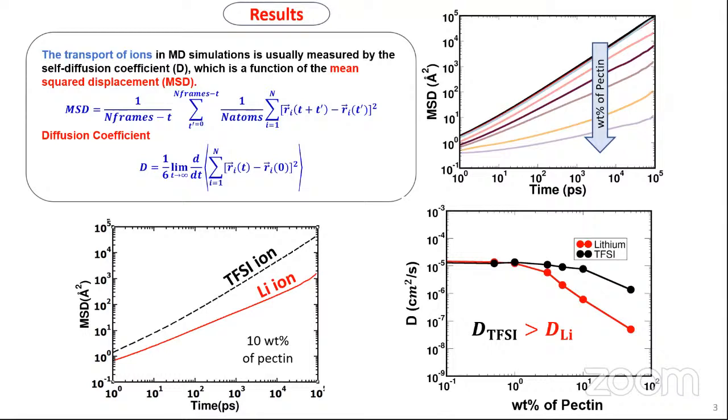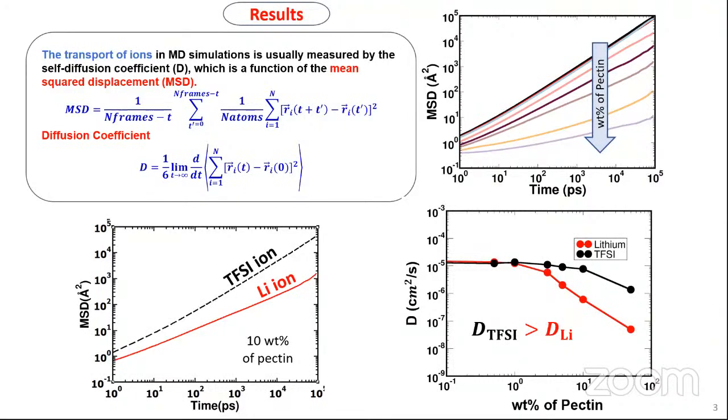And as we discussed, we study ion transport properties, so transport of ions in simulation is calculated by the diffusion coefficient, and this diffusion coefficient is a function of mean square displacement. Using this formula, we calculated the mean square displacement. In my graph, this is MSD versus time for lithium. In this graph, we see that MSD is decreasing with the increasing weight percentage of pectin. And in the second, we see MSD for lithium and TFSI.